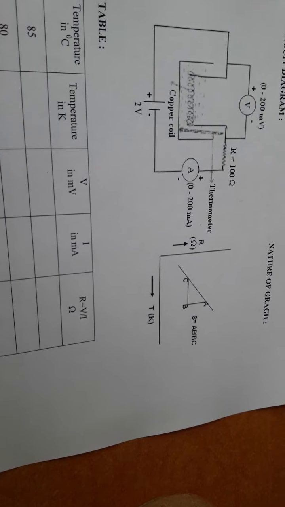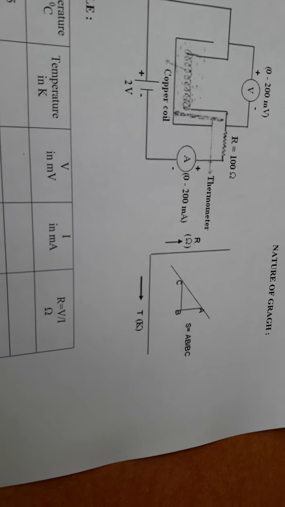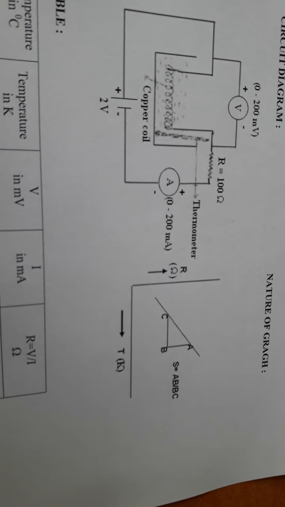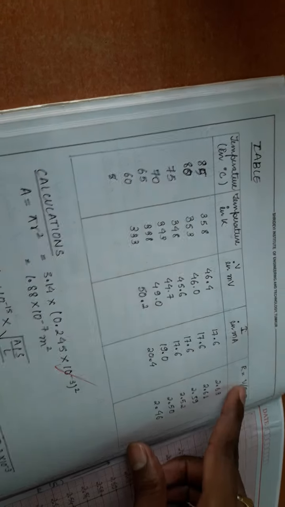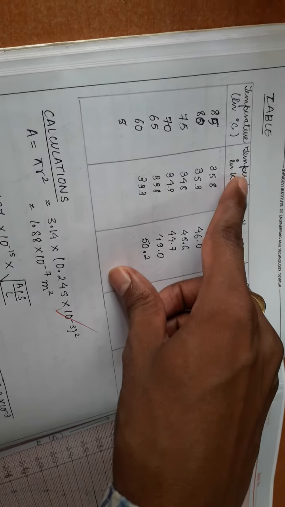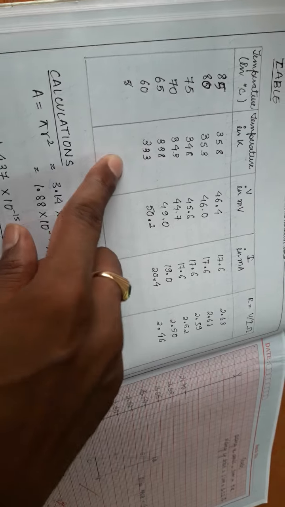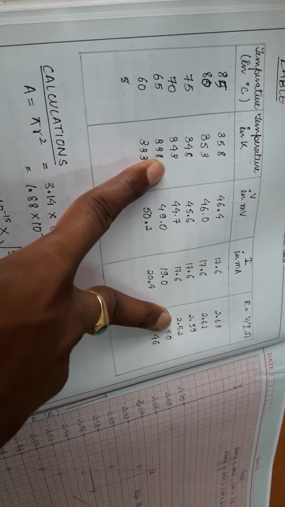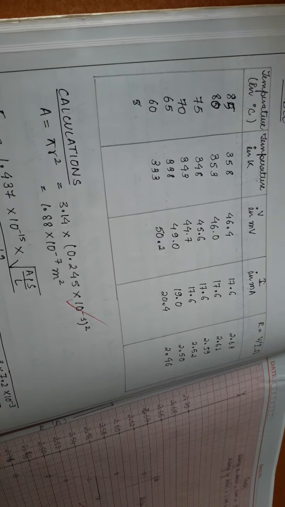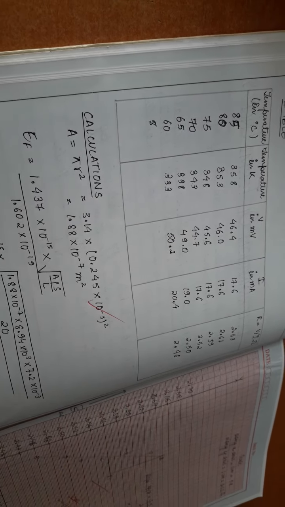Just observe the nature of the graph. We are plotting a graph of resistance versus temperature in terms of Kelvin. It means that we are using these data, resistance values and temperature values in Kelvin. Based on these two values, resistance and temperature, we are plotting a graph, resistance versus temperature. For example, this is the graph for the values.